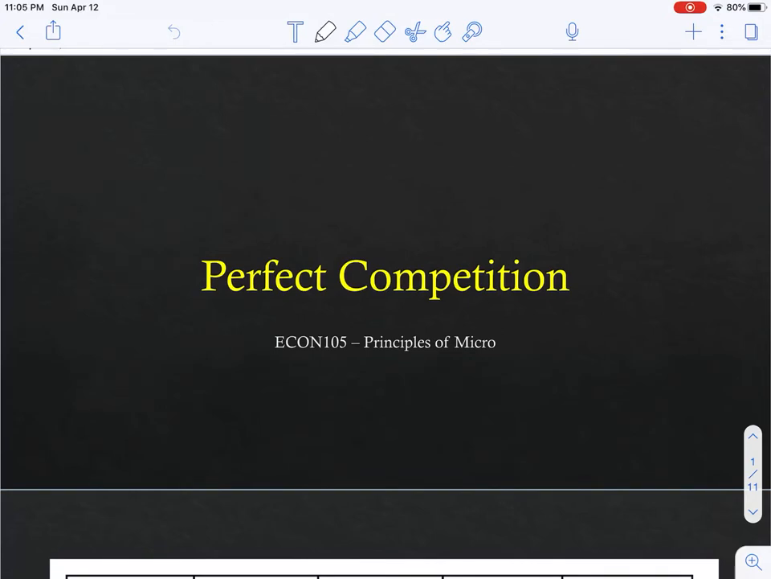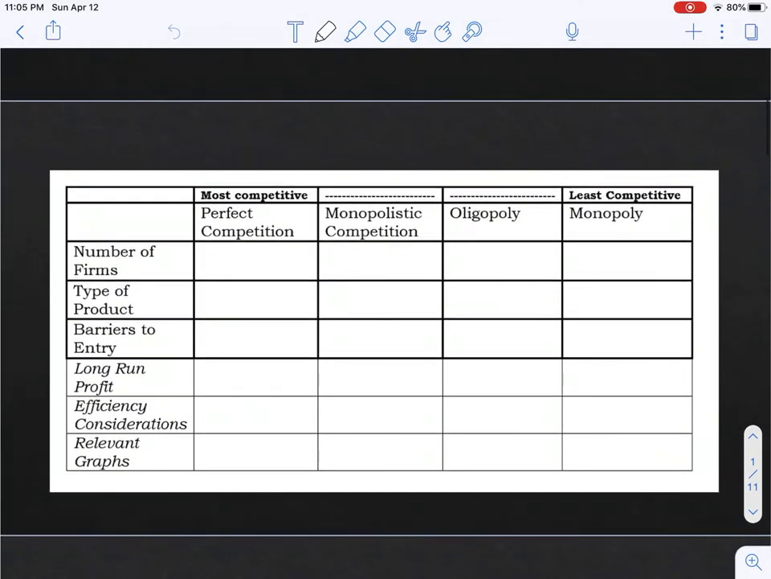Hi everyone, welcome back. Here we are moving into the last 2 weeks of the semester. Today we're going to start the topic perfect competition.